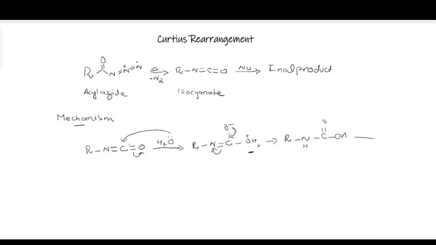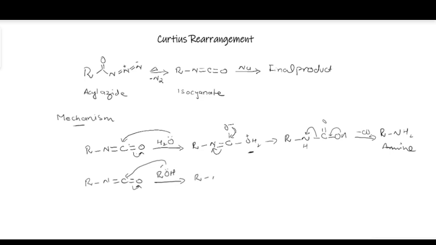And this can then lose a molecule of carbon dioxide to form amines as the final product, right? So if isocyanates are hydrolyzed with water, amine is the final product that is obtained. What if we react these isocyanates with alcohols?